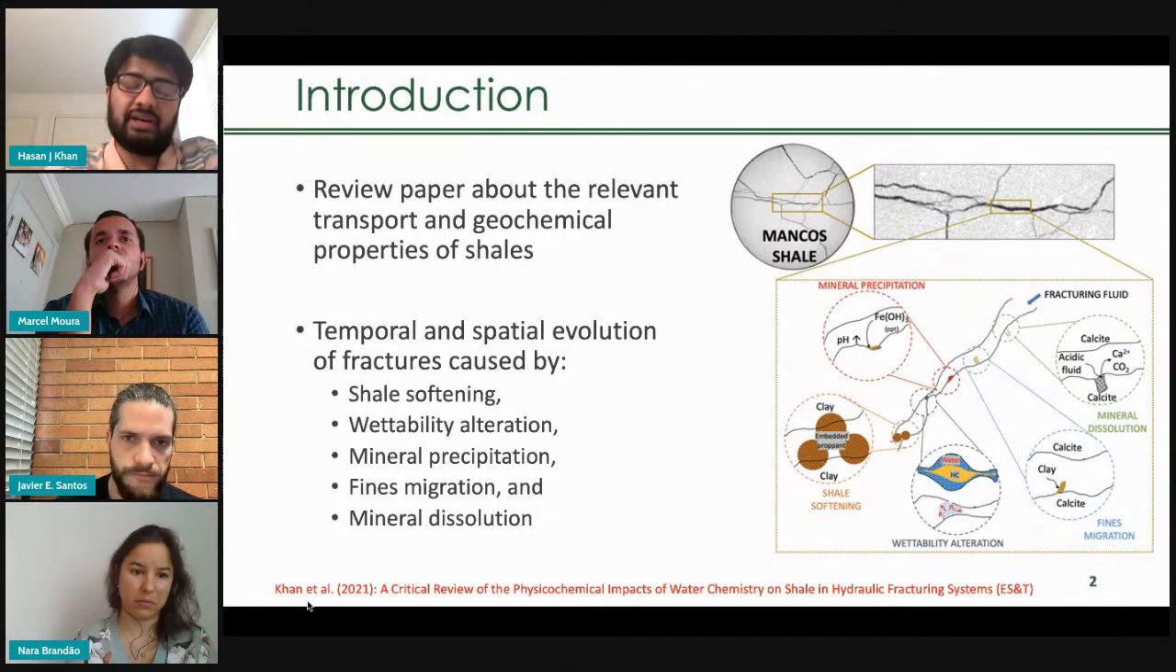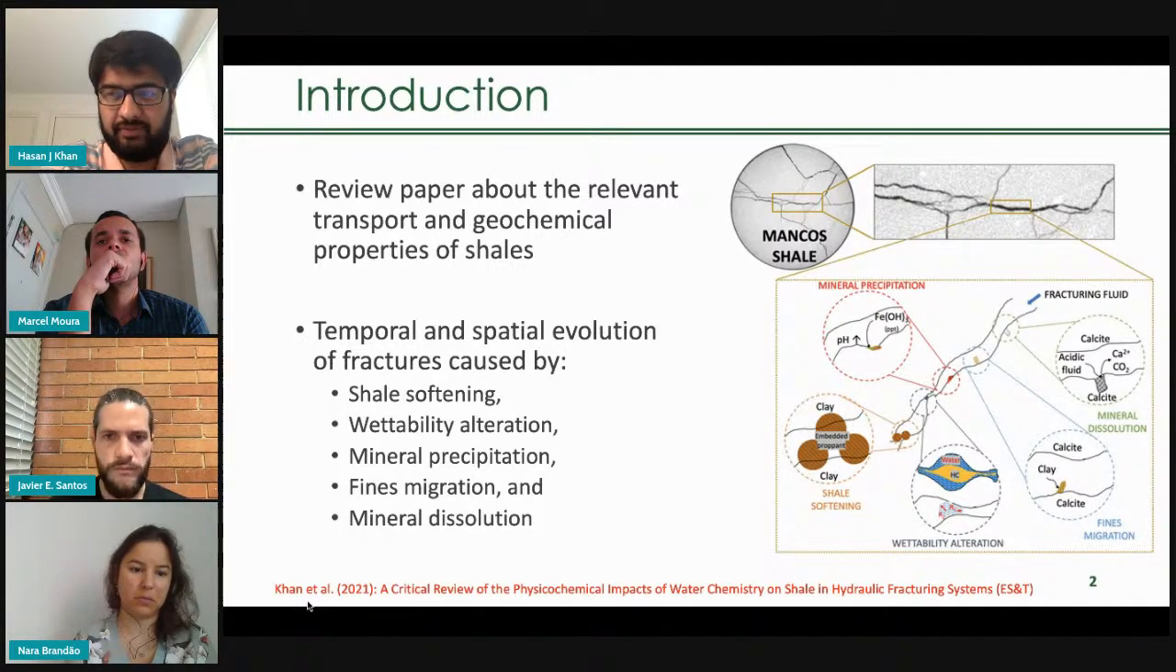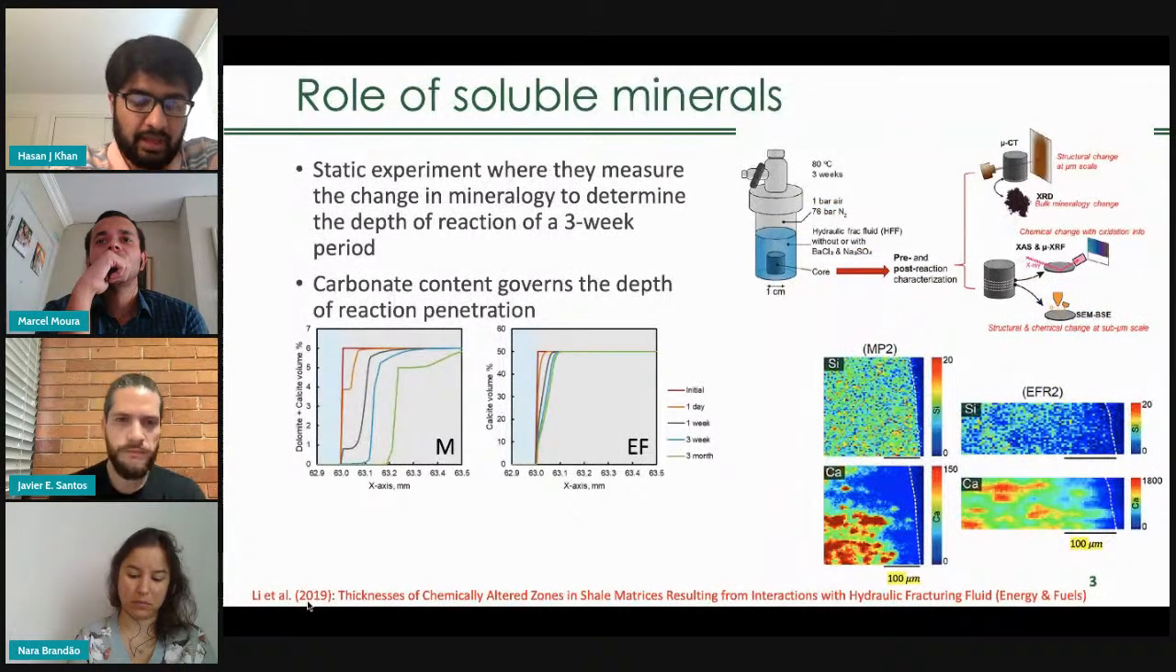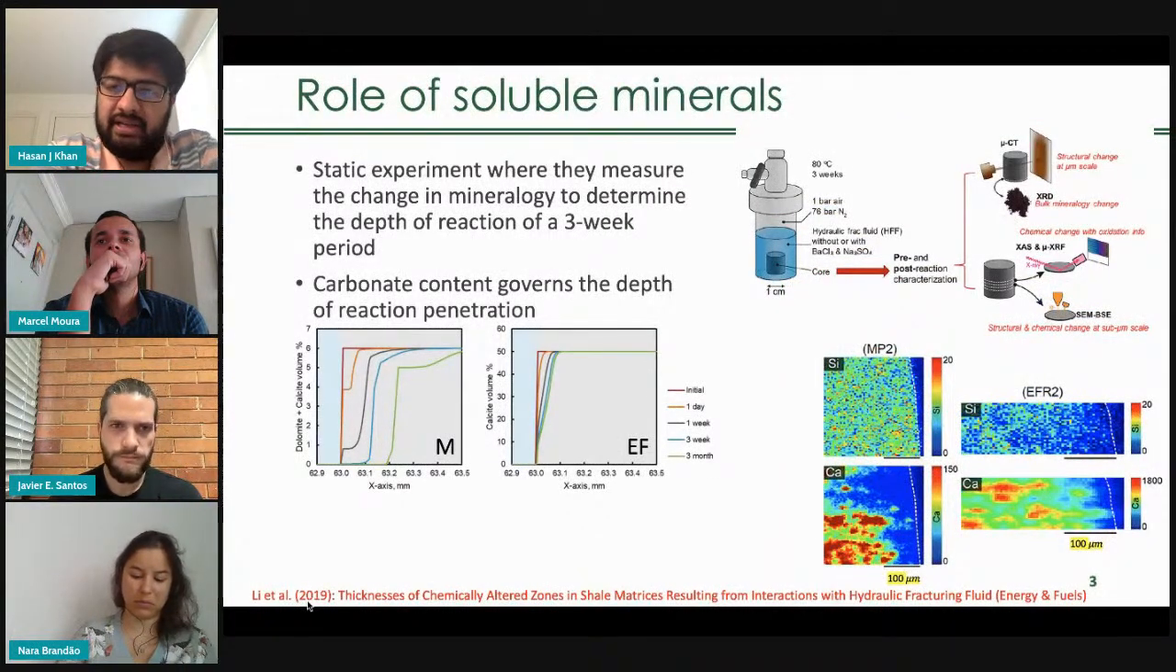In shales, there are other mechanisms, such as mechanical mechanisms like compaction and creep, that are also very important parameters. But for this work specifically, we are interested in the geochemical properties of the rock. Some work in this regard has been performed at the SLAC National Laboratory in California.